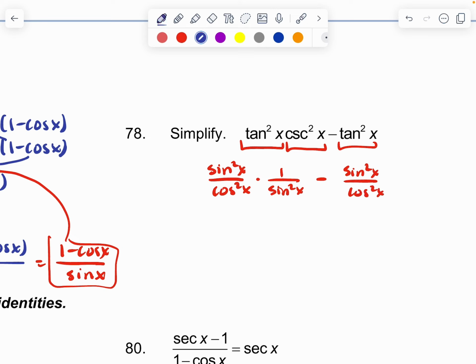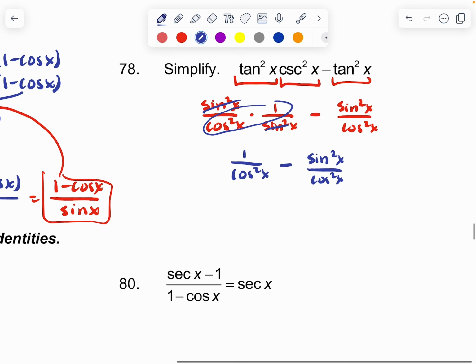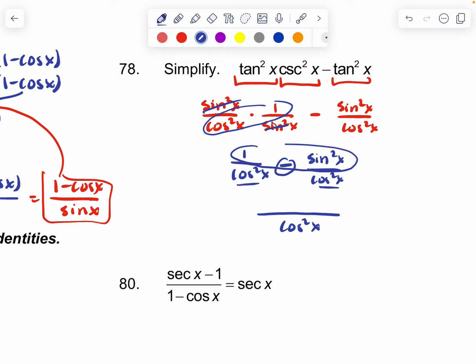Okay, now check this out. These guys cancel, leaving me with a 1 over cosine squared minus sine squared over cosine squared. Okay, but putting these guys together, if I'm subtracting, I need a common denominator, which is cosine squared. They both already have a cosine squared, so the top does not change. So I have 1 minus sine squared on the top. And then you guys, 1 minus sine squared actually equals cosine squared. So cosine squared over cosine squared just equals 1. All of these equal 1, except for 77.